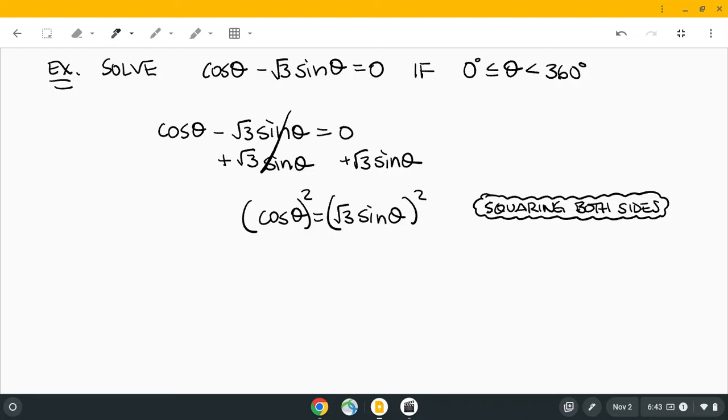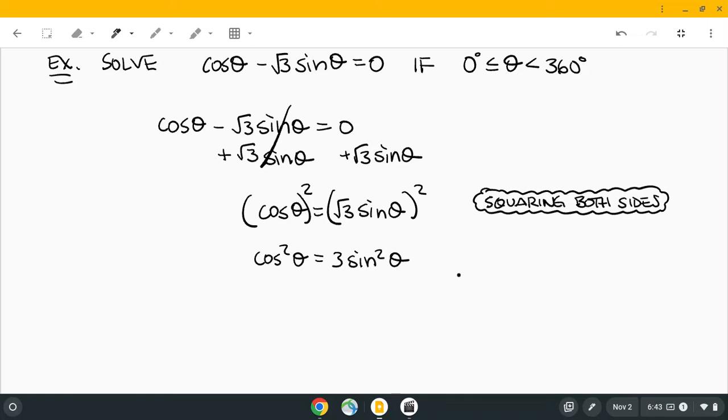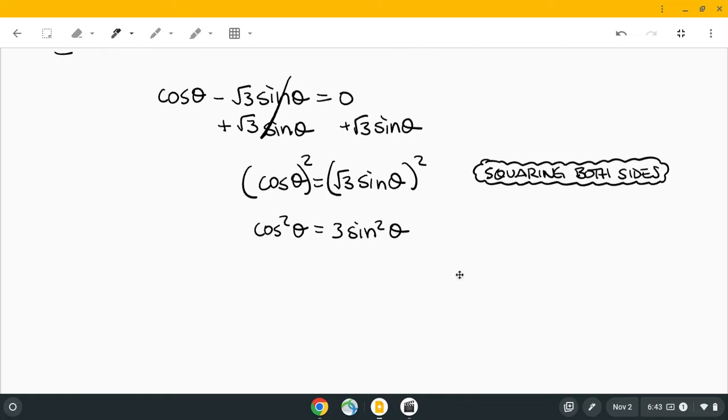Okay, all right, so then I get cosine squared theta equals, when you square a square root, you end up with just the number, and then we get sine squared on this side. Okay, let's see now. We still have two different trig functions, but now that we have squares, we can write one in terms of the other.